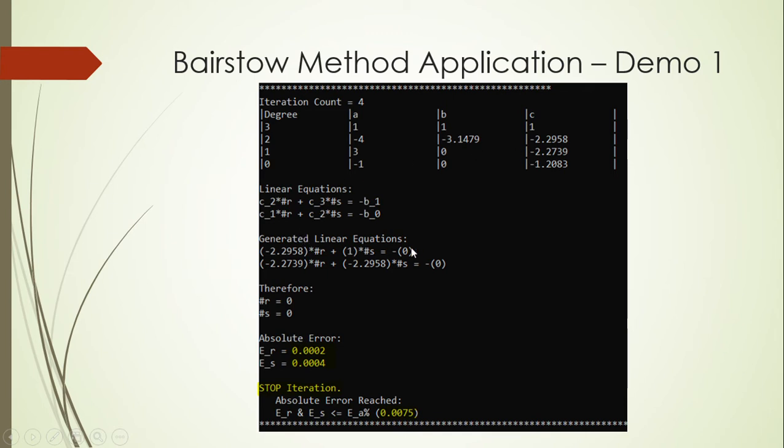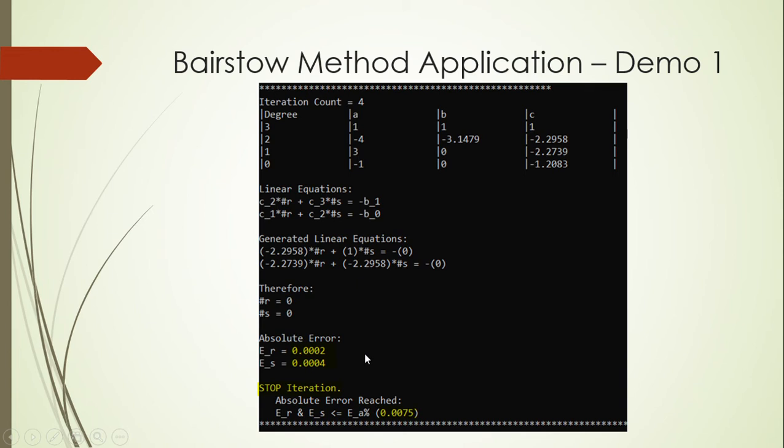So we generated a linear equation of -2.2958 times the new value of R plus 1 times the new value of S is equal to 0. And -2.2739 times the new value of R plus -2.2958 multiplied by the new value of S is equal to 0. Therefore, we got new values of R and S which are both equal to 0. So the absolute error value of R is now 0.0002, and the absolute error value of S is equal to 0.0004.